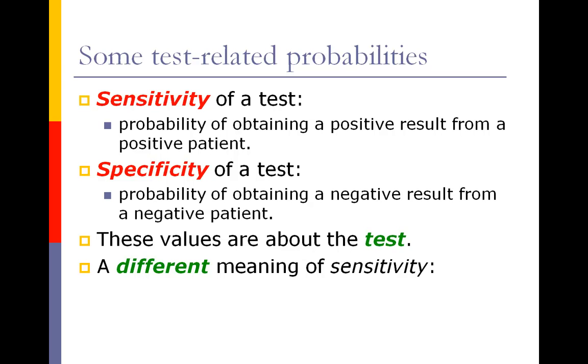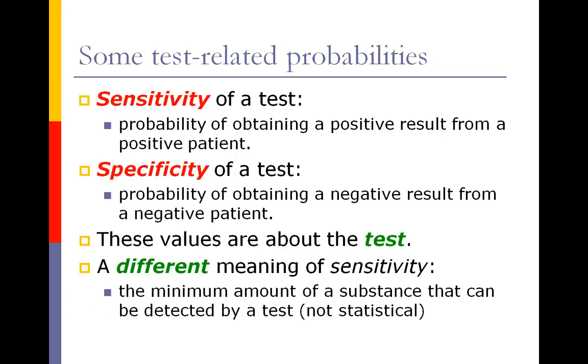Before I go there, though, I want to point out the fact that there is another meaning to the word sensitivity when it comes to a test. So for some tests, the sensitivity is actually the minimum amount of a substance that can be detected by the test. So in other words, if you're doing, for instance, a blood sugar test, then this refers to the minimum amount of blood sugar that the test can actually detect.